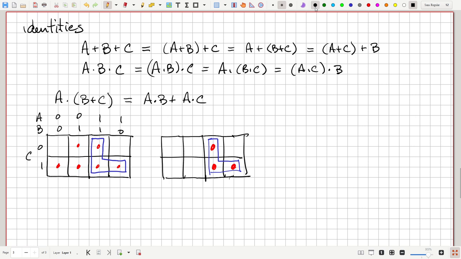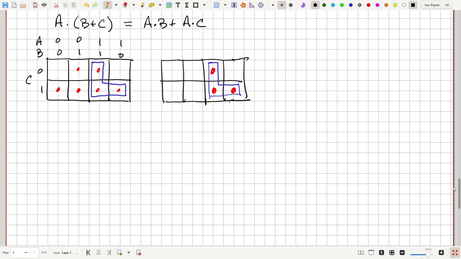Another useful identity, and some of these identities we'll see why they're useful when we start looking at implementing logic functions using electronic logic gates, by the way. So it may not be immediately obvious why these identities would be useful right now. Here's another identity. A or B and A or C is equal to A or B and C.